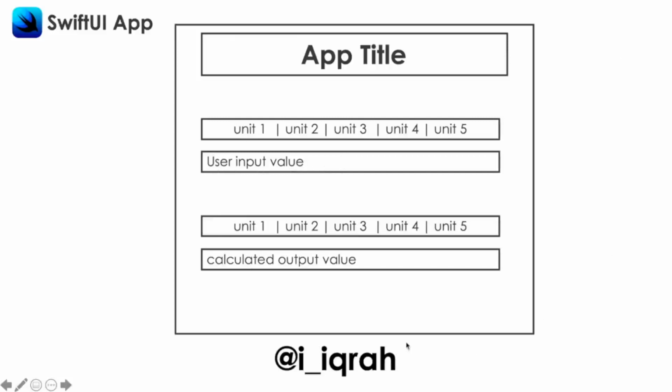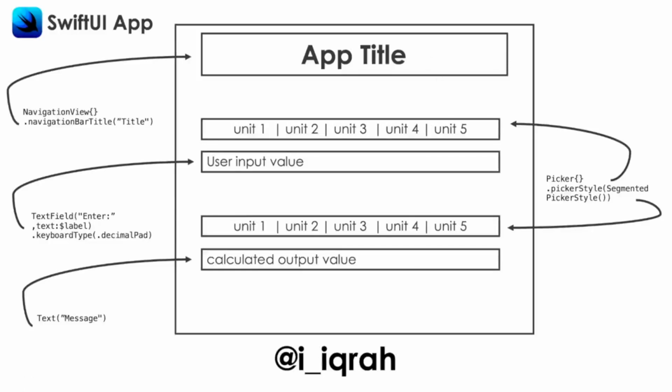So looking at the diagram, you can already see that we would need 5 types of views for our app. I've also gone ahead and mentioned the exact type of view we might need. So the app title uses something called a navigation view with a modifier called navigation bar title. Unit selection uses something called a picker view with a picker style modifier with a segmented picker style.